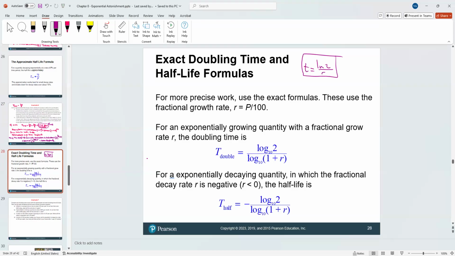So these formulas use the fractional growth rate. R for us is the percentage over 100, with R positive for growth or negative for decay. You need to remember that. So for an exponential growth quantity, it's log base 10. Usually we don't put log base 10, we just put log 2 equal log 1 plus R. Or if it's half, you use the negative sign, but still the same formula. So if it's growth, you use positive. If it's decay, you use negative.